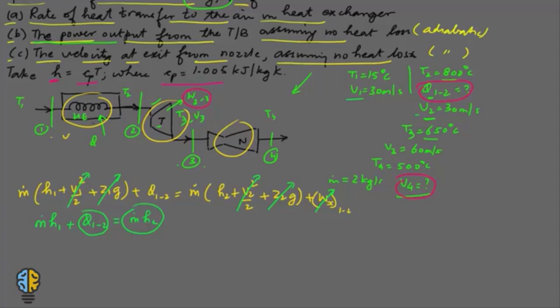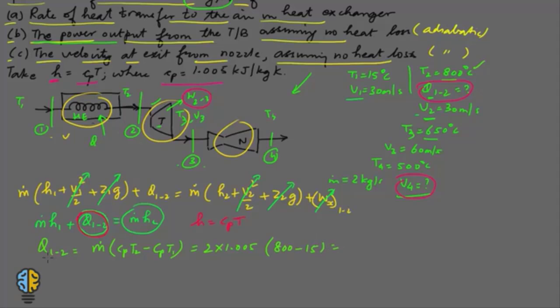So from here you have to find out q12, and we know that h is equal to CpT. So the equation will reduce to q12 is equal to m dot into Cp T2 minus Cp T1, and you can put in the values over here. So your value would be 2, that is the mass flow rate, into Cp is 1.005, into T2 minus T1, that is 800 minus 15.